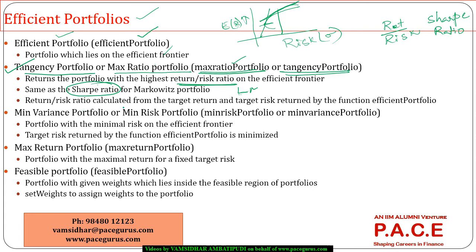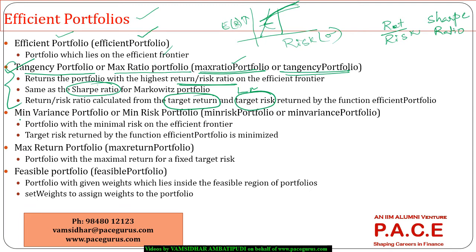Similarly, the return to risk ratio is calculated from the target return, which is returned by the efficient portfolio, and even the target risk. Both of them are returned by the efficient portfolio that we have computed, and the ratio of both of them is giving me the risk to return ratio. So we can look at even this kind of a portfolio.